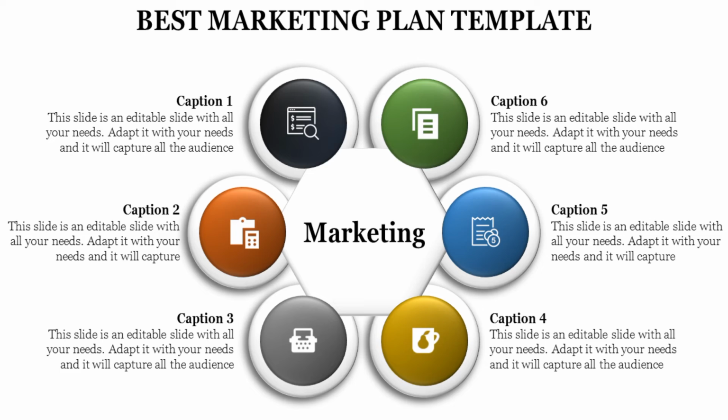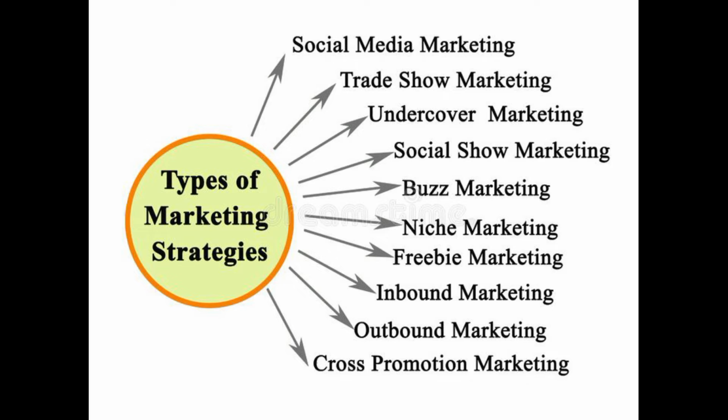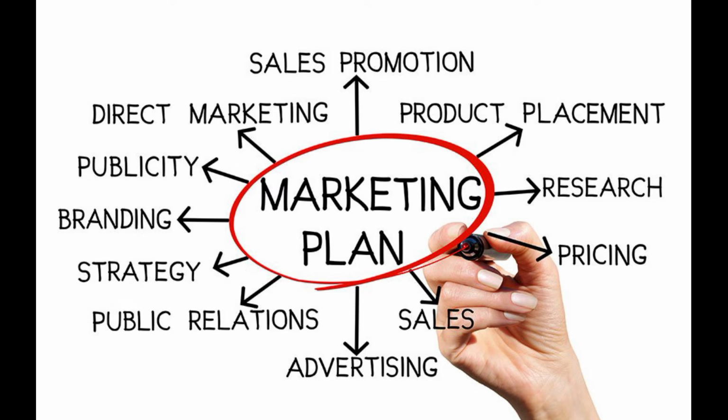In the traditional marketing mix model, a marketing plan would fall under the category of promotion, which is one of the 4 Ps, a term coined by Neil Borden to describe the marketing mix: product, price, promotion, and place.